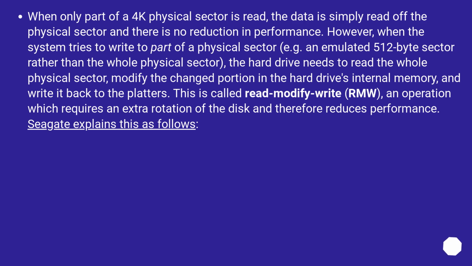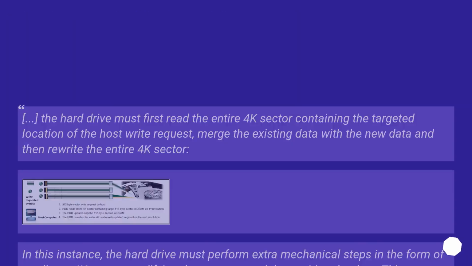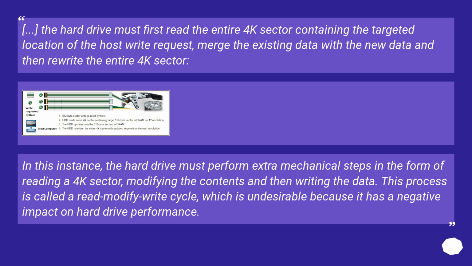Seagate explains this as follows. The hard drive must first read the entire 4K sector containing the targeted location of the host write request, merge the existing data with the new data, and then rewrite the entire 4K sector. In this instance, the hard drive must perform extra mechanical steps in the form of reading a 4K sector, modifying the contents and then writing the data. This process is called a read-modify-write cycle, which is undesirable because it has a negative impact on hard drive performance.